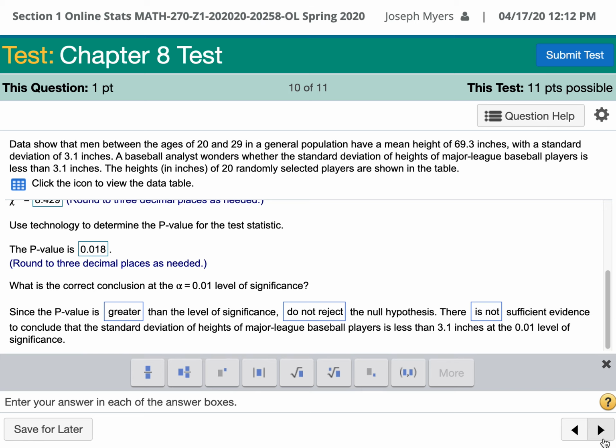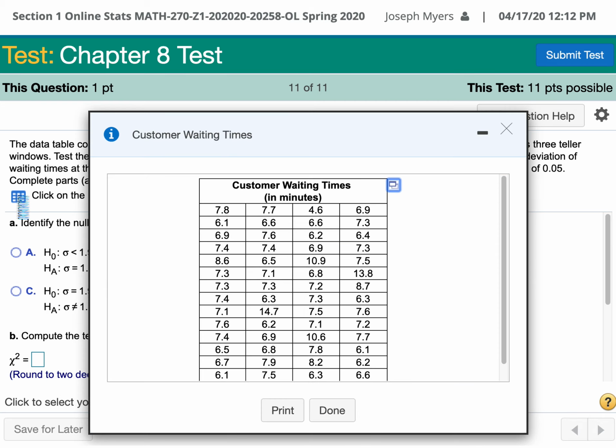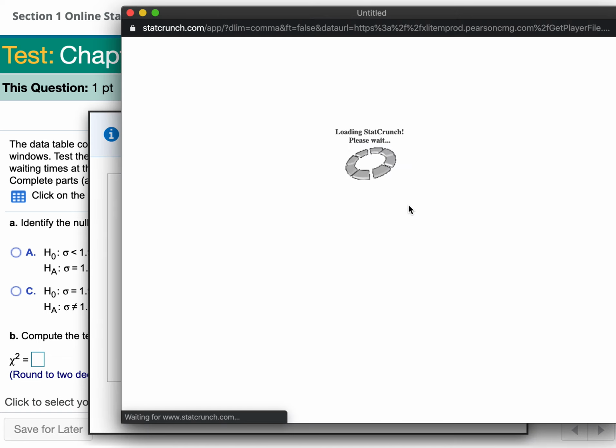All right, then go to the next question, problem 11. So this problem has even more data. So click on this data icon, and choose Open in StatCrunch.